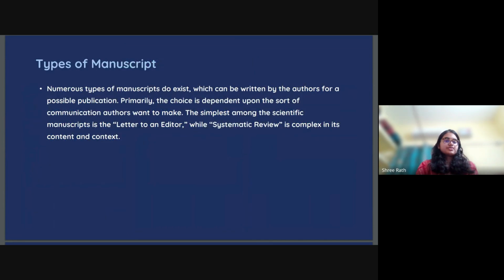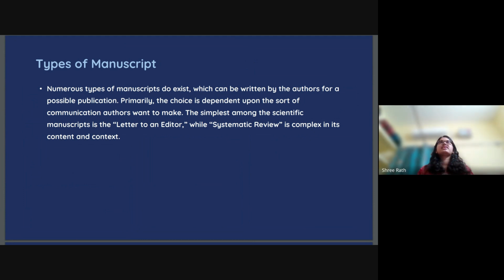Moving on. So, types of manuscript. There are tons of types of articles that you can find on the net. There are the very short ones, like letter to the editor or commentaries, and there are very long ones like the original manuscript. So that depends on what exactly you want to address through your paper.